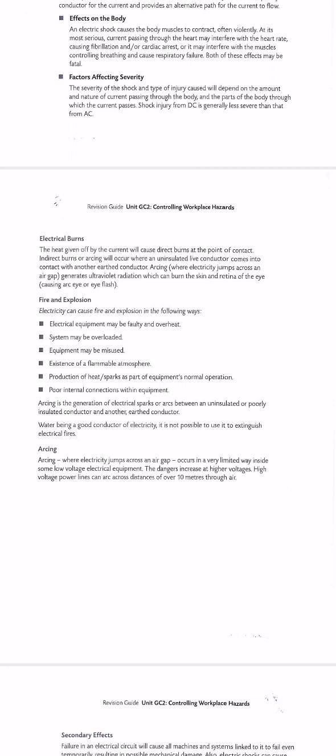uninsulated live conductor comes into contact with another live conductor, right? Wherein the electrical current jumps across the air, right? So that one is the cause of electrical burn, where you can get a smell because of the current, right? It uses an alternative or indirect path, right? What it can lead to, it can cause fire or explosion, right? So an electrical burn can lead to fire or explosion.